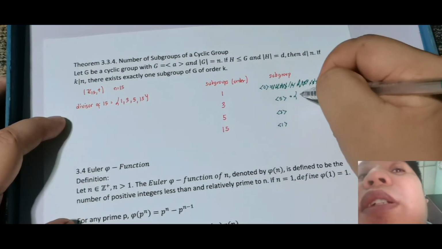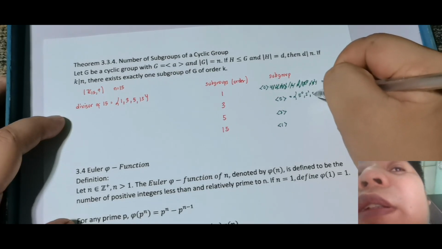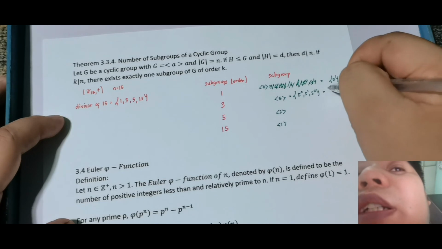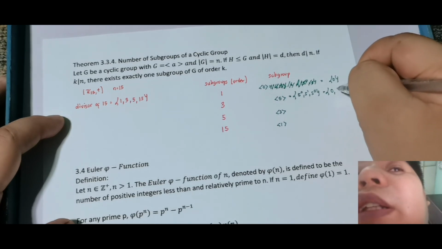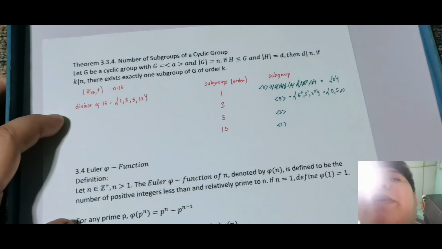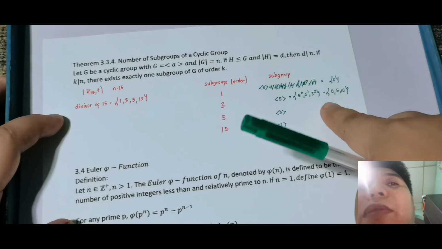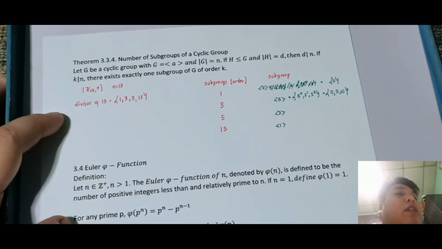So check natin, no? So this is 5 raised sa 0, 5 raised sa 1, 5 raised sa 2. Tapos this is just 5 raised sa 0 is 0, 5 raised sa 1 is 5, 5 raised sa 2 is 10, 5 raised sa 3 is 15, modulo 15, that is 0. So babalik. Okay, so ilan yung element? 1, 2, 3. So, order 3. So, tama tayo doon.